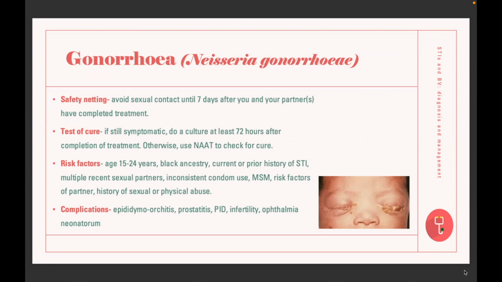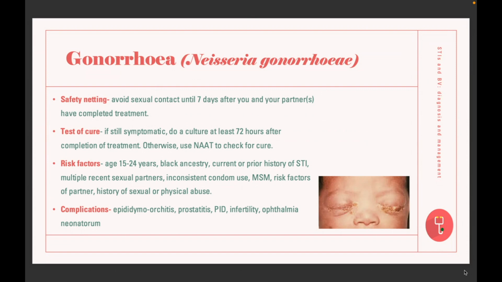Risk factors for gonorrhea: age 15 to 24, black ancestry. I'm not actually quite sure why that one's a risk factor. I'm sure there's some interesting background to that. Current or prior history of STI, multiple recent sexual partners, inconsistent condom use, MSM, which just means men who have sex with men. Risk factors of partner, so for example, if you've got a partner who has any of these risk factors, even if you don't, if you're sleeping with them, then you sort of increase your risk as well. And a history of sexual or physical abuse.